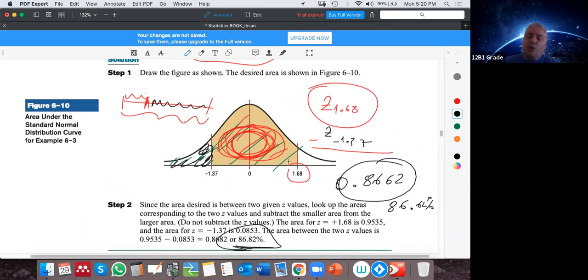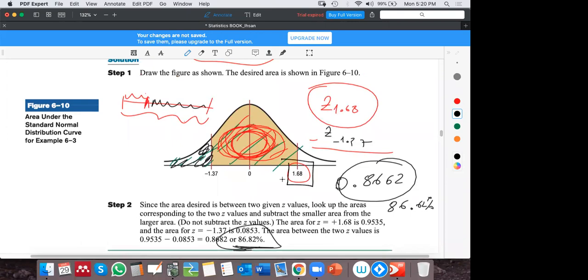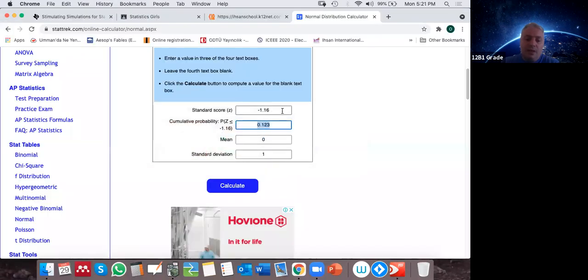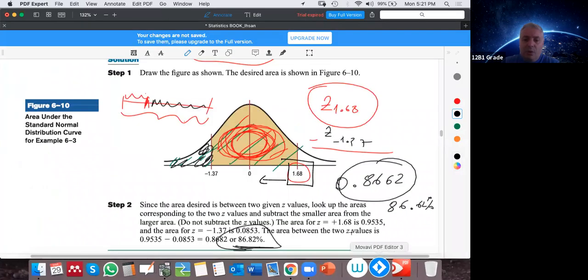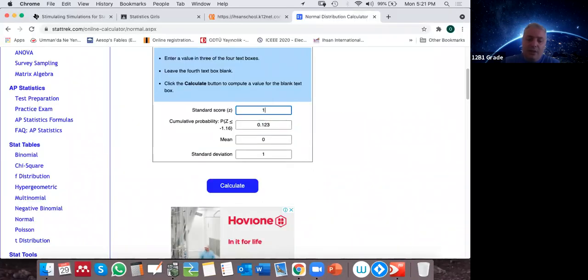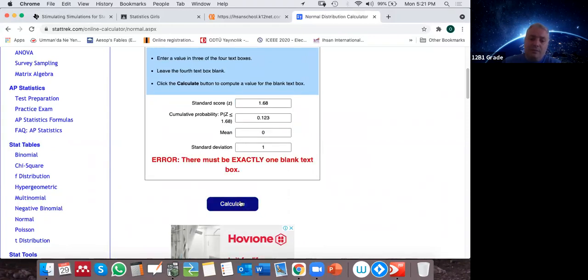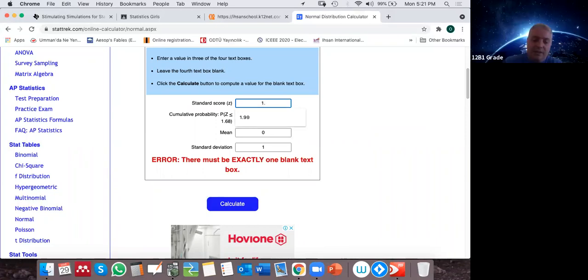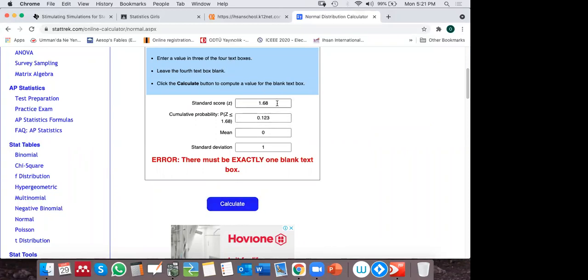Okay, so you can use the calculator if you have one. If not, use the website to calculate this result. If you wish, we can do it quickly on the website also. Let me write 1.68 here and calculate that one. There's a problem, I don't know why it's like that. It says restart the website. Click restart.